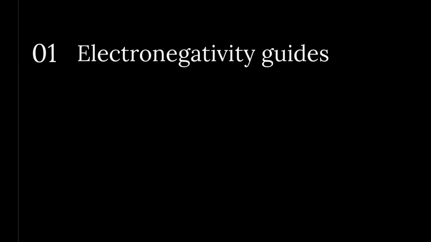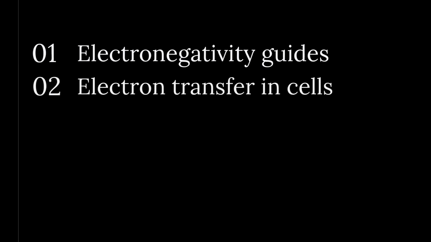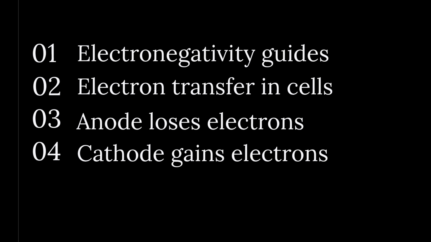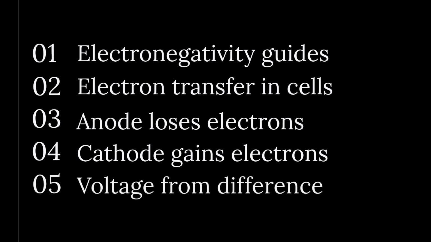Electronegativity dictates electron attraction strength. In wet cells, differences drive electron transfer between metals. The anode loses electrons, while the cathode gains, forming a current. This process is fundamental to understanding electrochemical cells. Voltage generation relies on the electronegativity difference between electrodes.